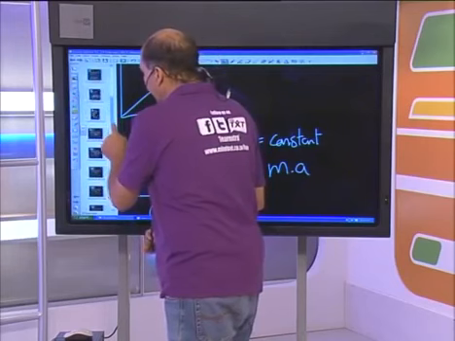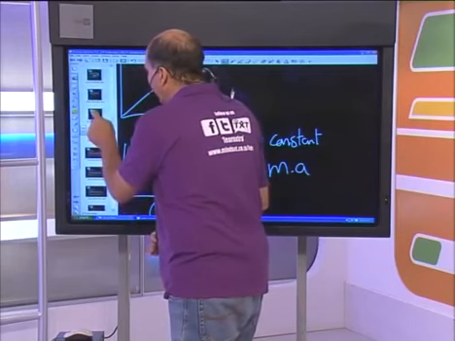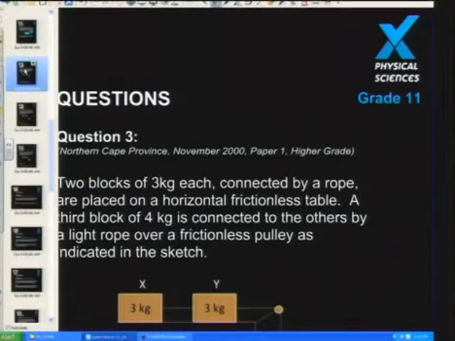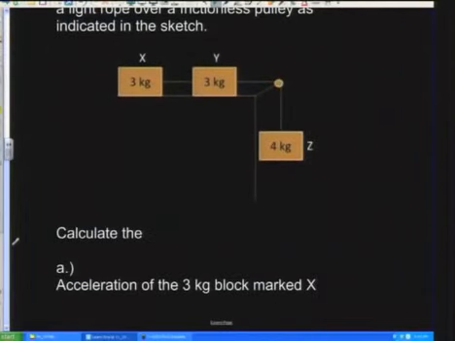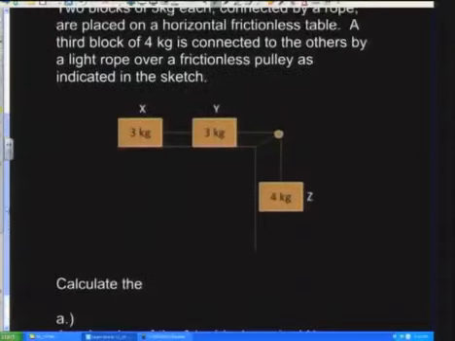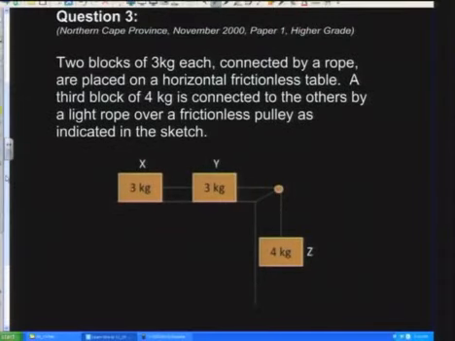Right now, let's do some more revision. Let's get to it, and it's one that has often come up in the past when this sort of thing was examined previously. This comes from the November paper that was written in the Northern Cape, 2000, and it was a high-grade question.